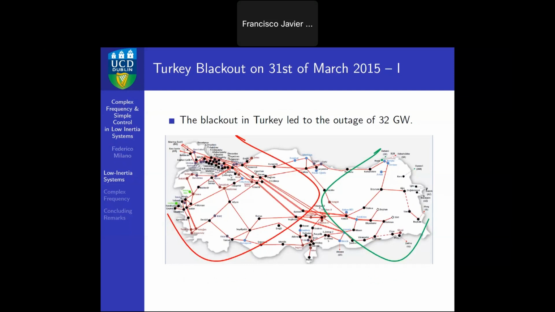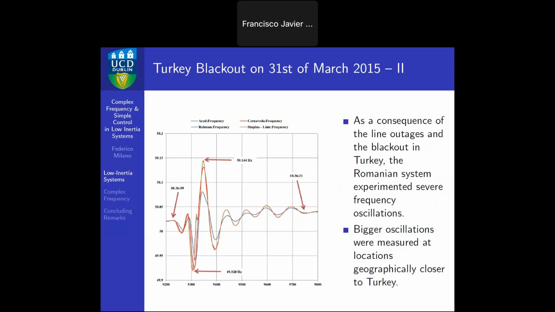We don't have a measurement for that, but I was working with this TSO in Romania, and they had the measurements from the PMUs. They were showing that depending on where the PMU was, the closer to Turkey, the bigger the frequency variation. That's expected. But the point is that from my model in the transient stability analysis, I couldn't see it, because in my network model the frequency was exactly 50 Hz everywhere.